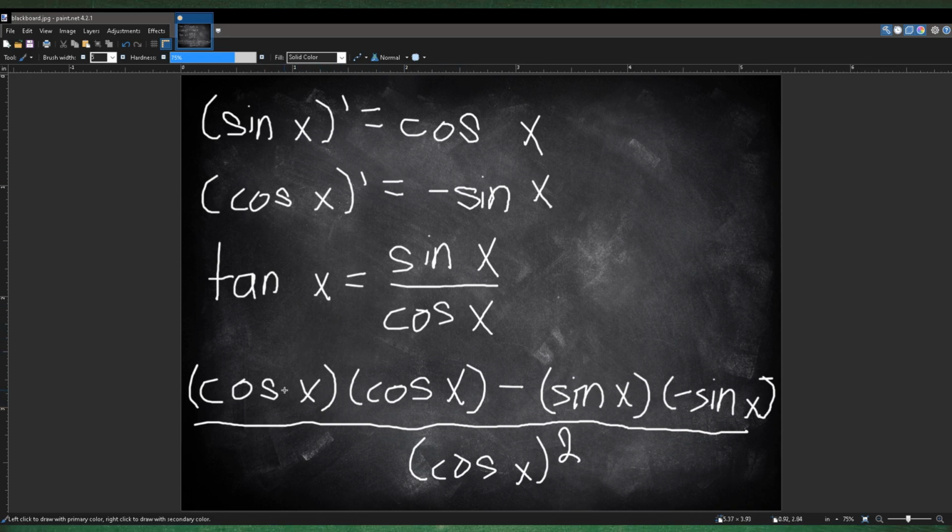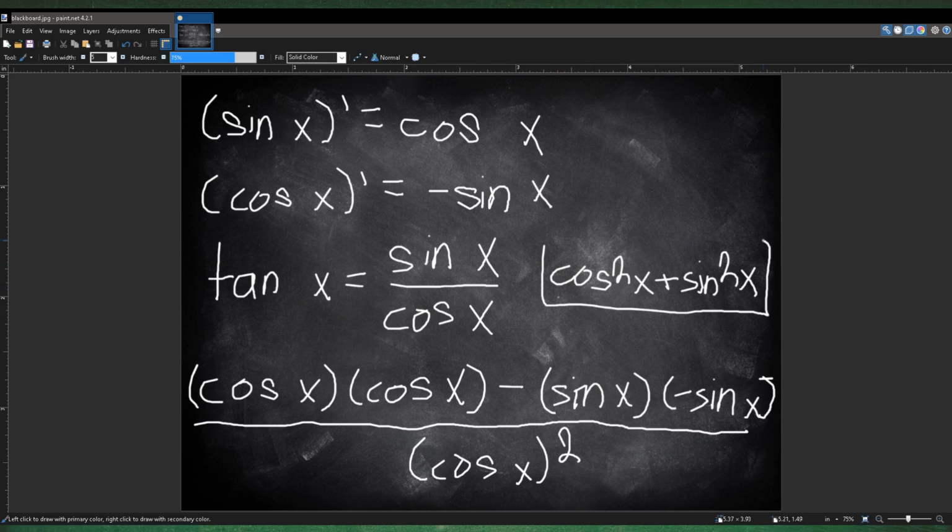We have cosine of x times cosine of x, which is just cosine squared of x, right? And then we have minus sine of x times negative sine of x. So the negative here and the negative here just makes a positive. So that's just plus sine squared of x.